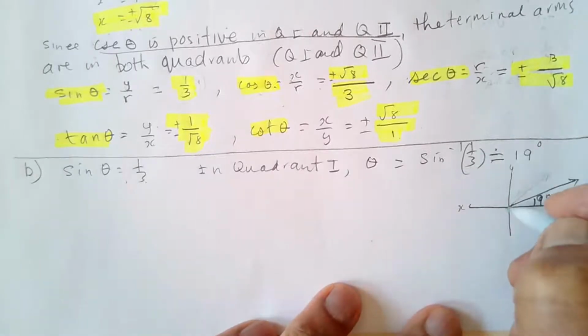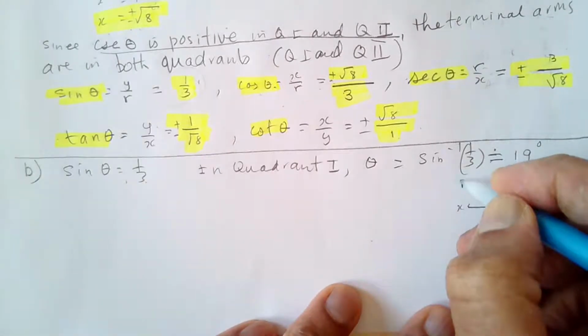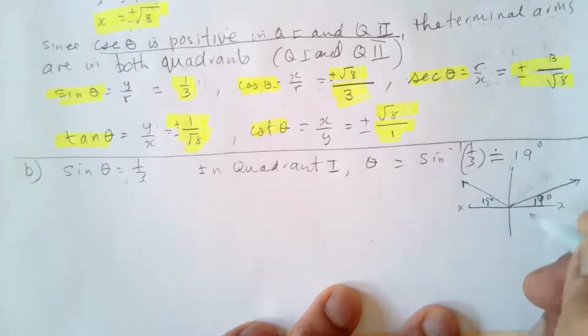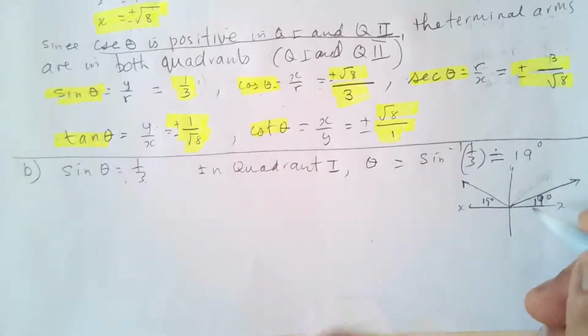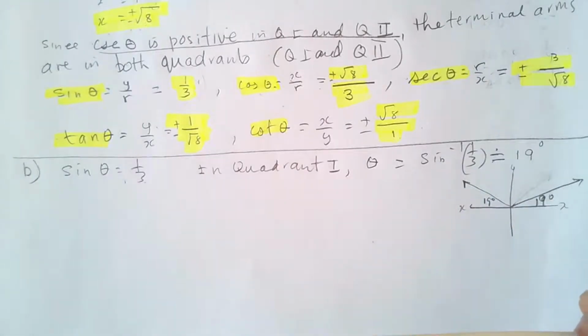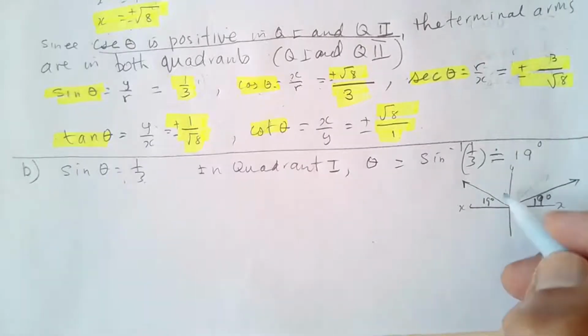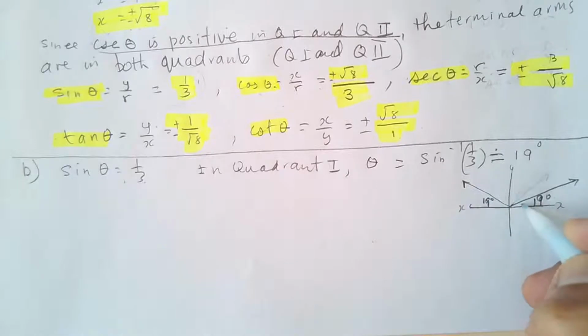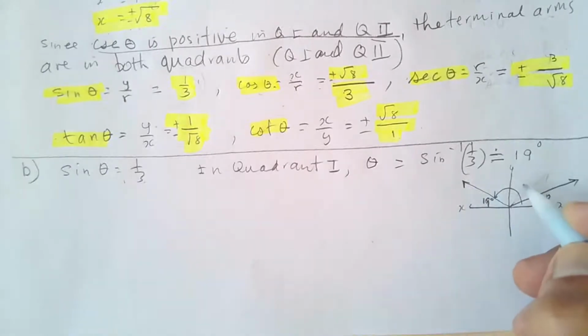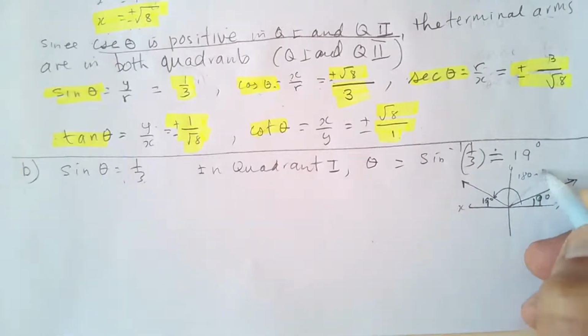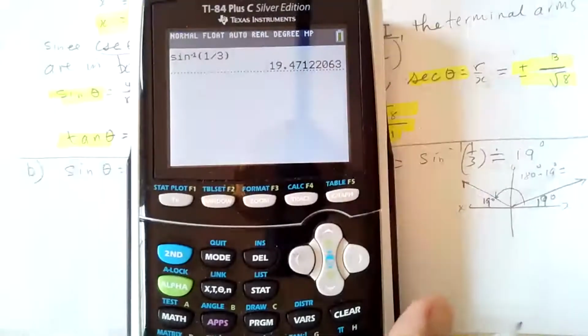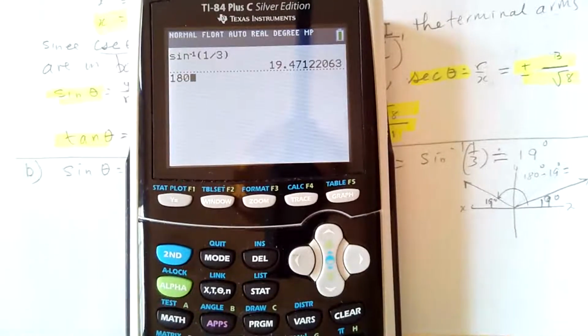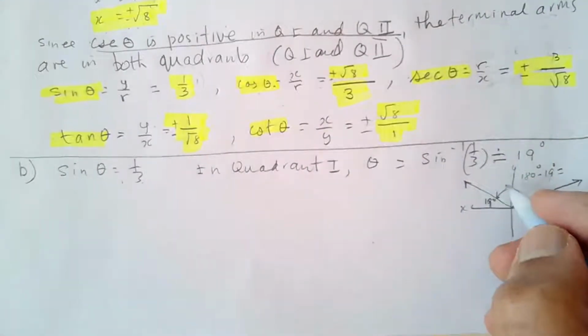So the reference angle here would be, you need to find this 19 degrees here. And so they ask us to find those angles, right? So this is 19 degrees. The other one here, from here to here, this would be 180 minus 19, which gives us 161. So this is 161 degrees here.